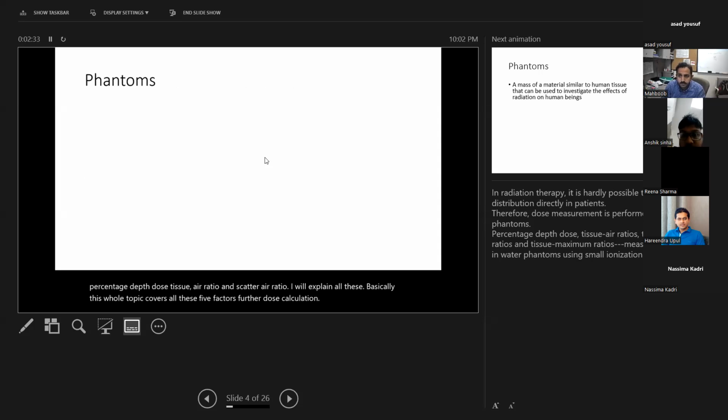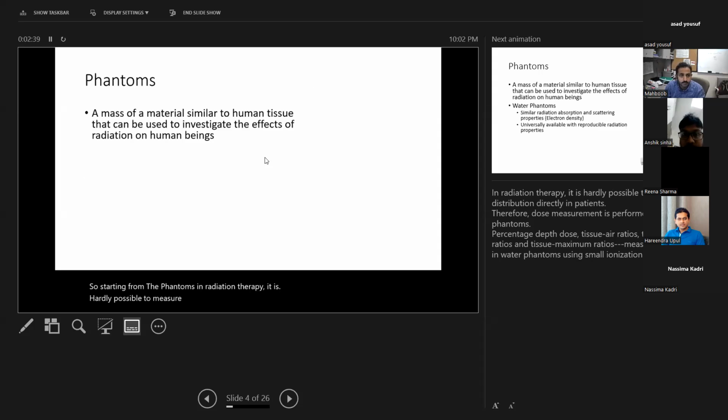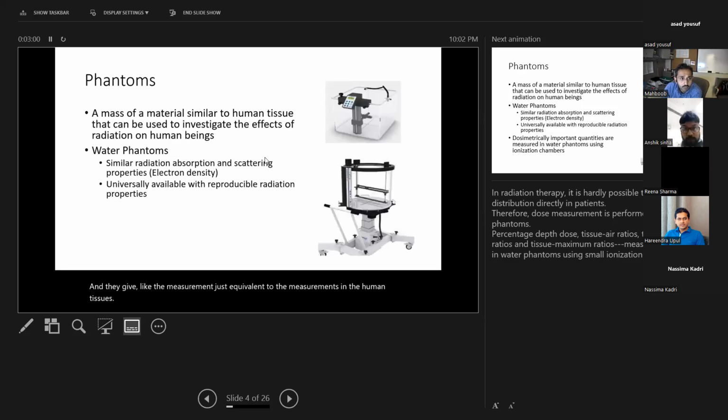So starting from the phantoms, in radiation therapy, it is hardly possible to measure dose distribution directly inside the patient. Therefore, those measurements are performed in phantoms. These are tissue equivalent materials. They have a similar electron density to human tissue, and they give measurements equivalent to the measurements in human tissues.